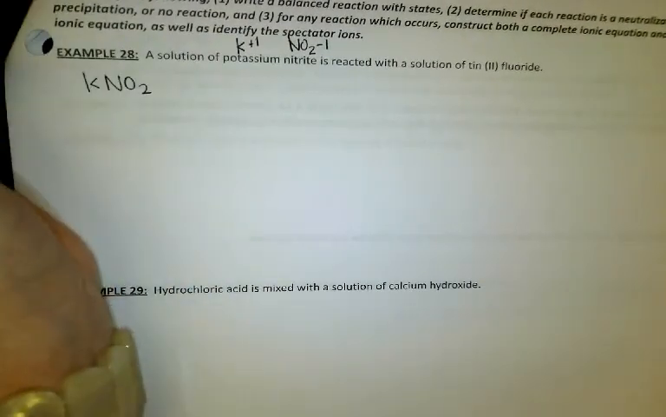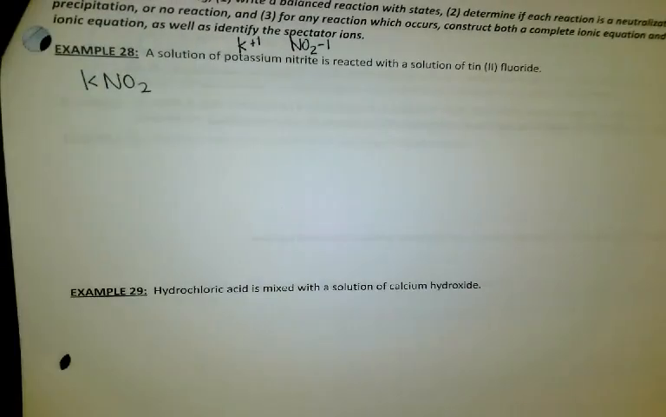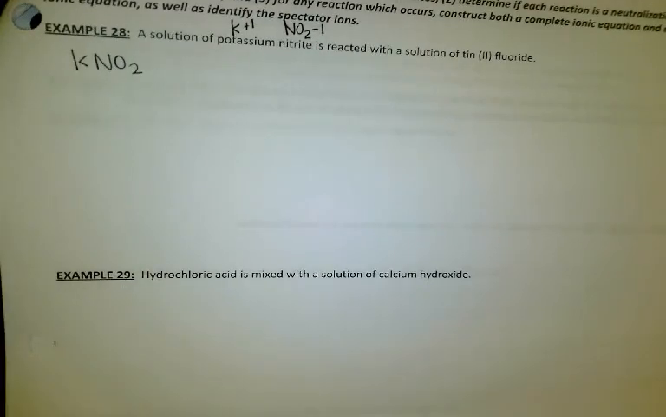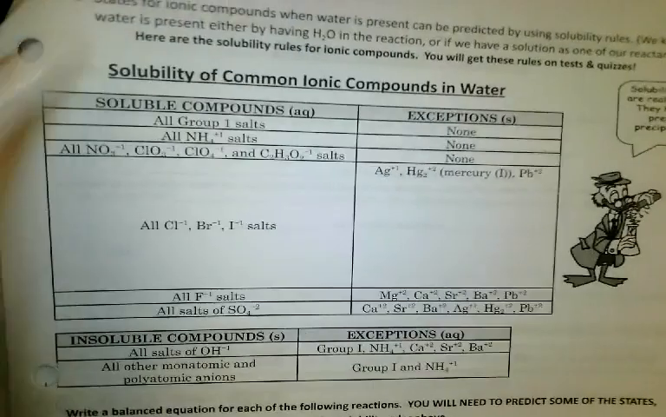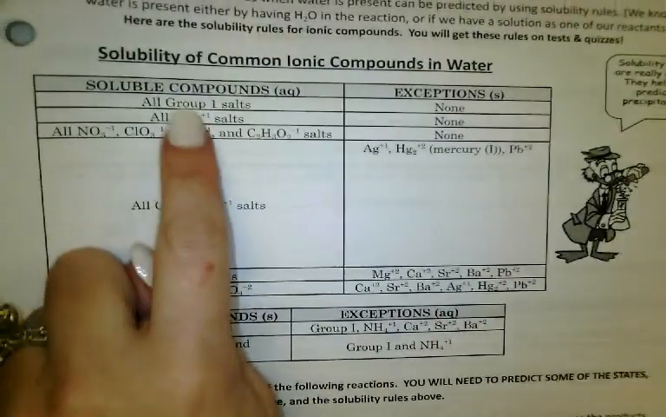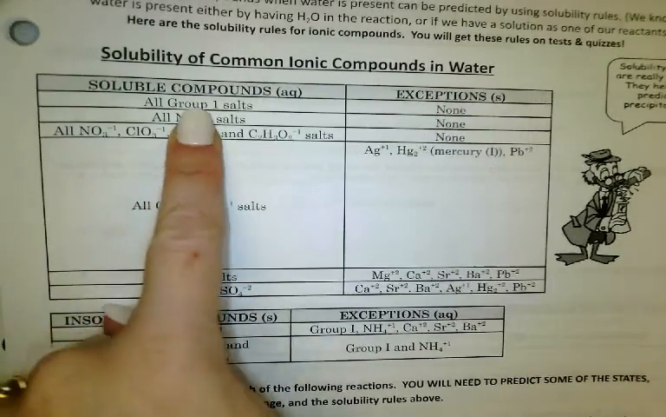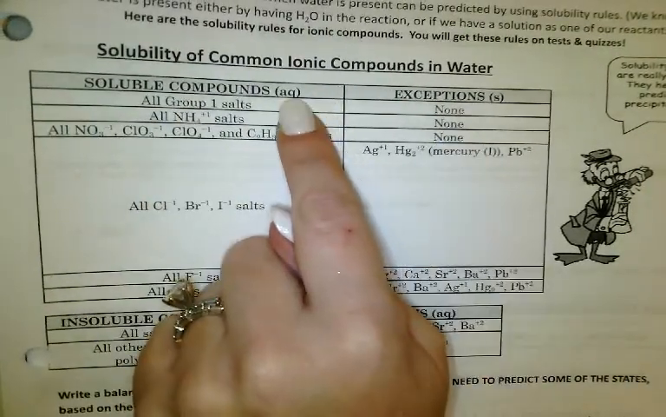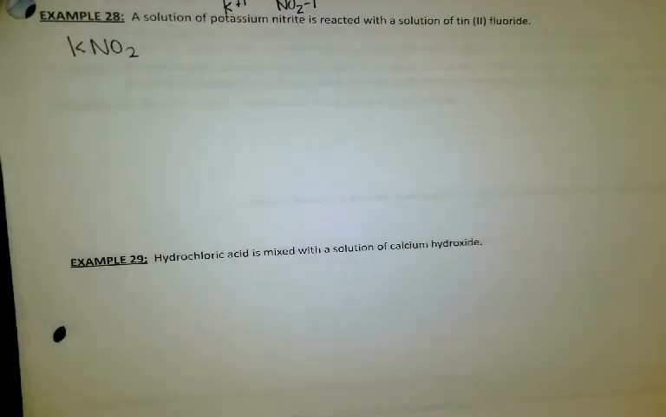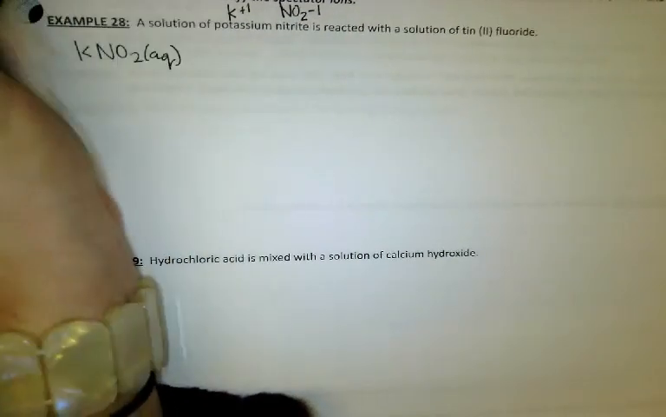Now, we need to use our solubility rules. Okay? So we're going to flip to page 3 to do solubility rules, because we have to see if this is aqueous or a solid. So looking at our solubility rules, potassium is a group 1 metal, right? It says all group 1 salts are aqueous, there are no exceptions. So if it has a group 1 metal at the beginning, automatically aqueous. So this makes this automatically aqueous. Okay?